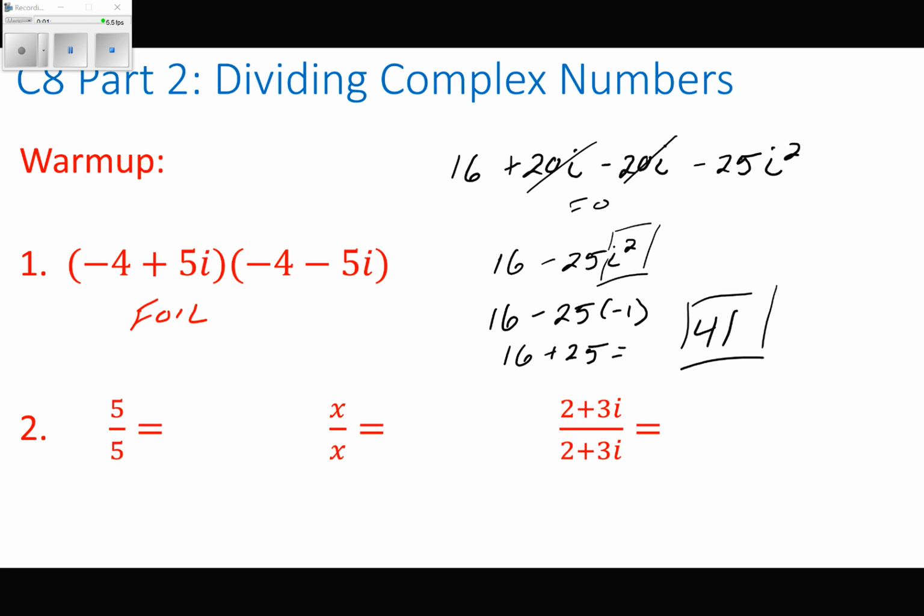Okay, so the key thing I want to take away from this one is that we had two complex numbers, but when we multiplied them, we don't end up with a complex number. In this one, we just ended up with the real part. There's no i left in it. We're going to focus more on this today.